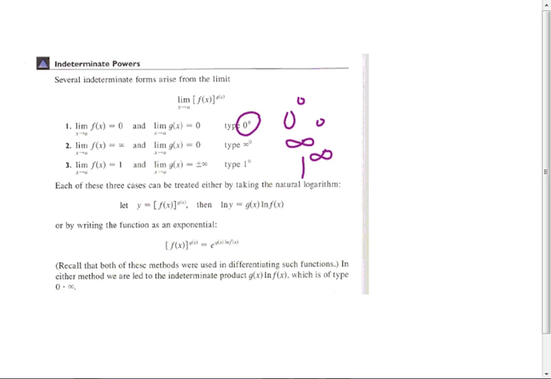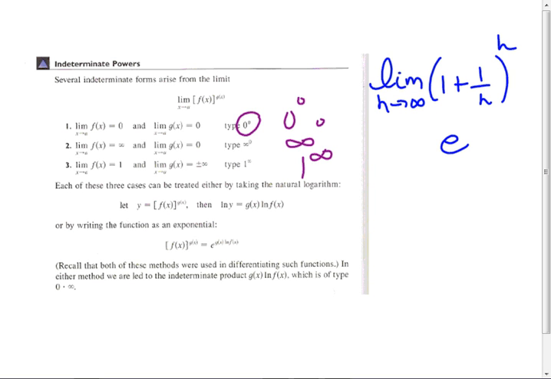Because you're going towards 1. Remember this limit? When h goes to infinity, this is going towards 1. You might say it's 1, but 1 to the infinity is not necessarily 1. This is e. We found a place in between.